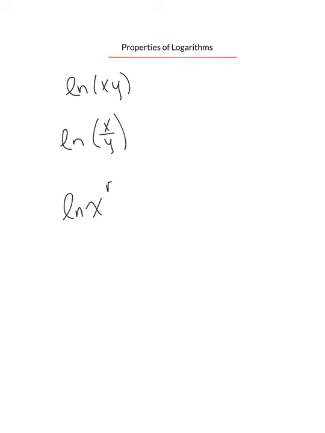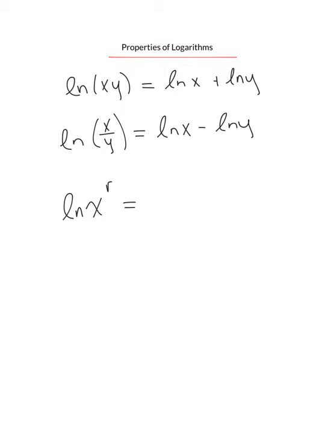If we have ln of x times y, so a product here, we know that that's the exact same as ln of x plus ln of y. The same goes when we have a quotient, so ln of x over y, that's going to be ln of x subtract ln of y.